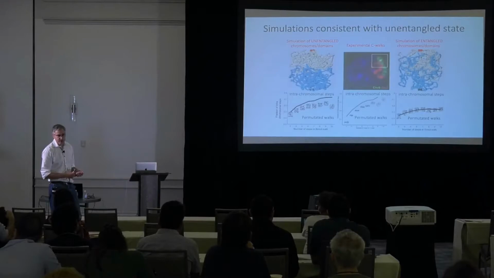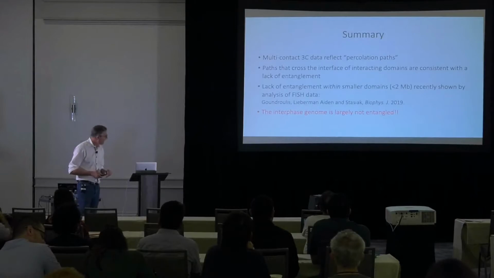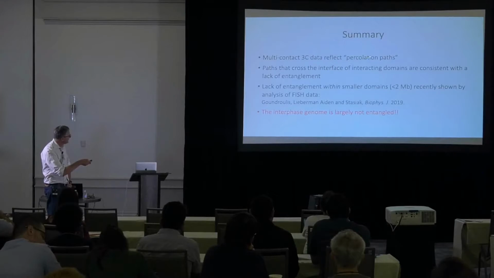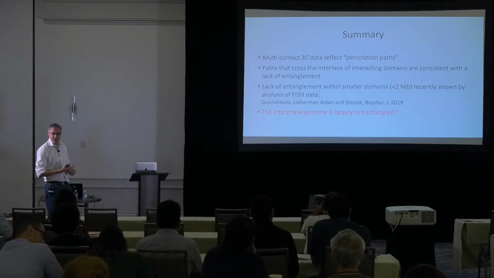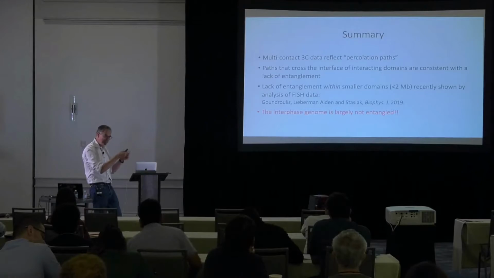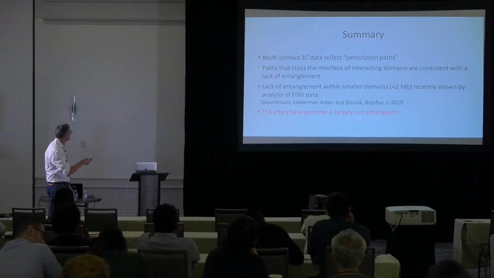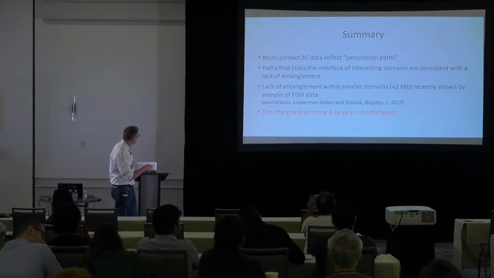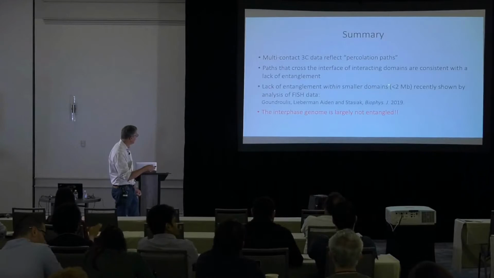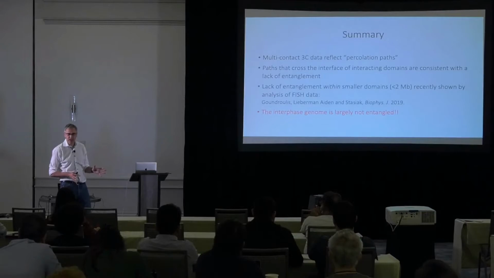So a few thoughts came out of this story. One is that this kind of C-walks or multi-contact 3C data actually reflects what we call percolation paths through the 3D structure of the genome, which is, I think, an idea that hasn't really been used by other people, but I think it could be really interesting when you think about the data that way, because you get a lot of coordinated information from a single cell without having to do the scary stuff with single cells as an experimentalist. So we have paths that cross the interface of interacting domains, and these interfaces are rather smooth, suggesting there's limited entanglement. And I must say, other people have shown recently, also at a smaller scale than what we're looking at, by FISH, reanalyzing published FISH data, that at that scale there's no knotting or entanglements in the chromosomes either.